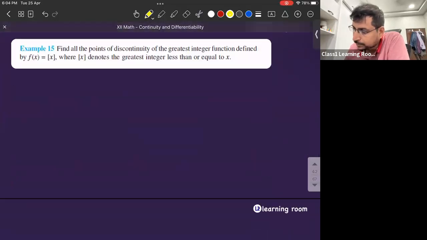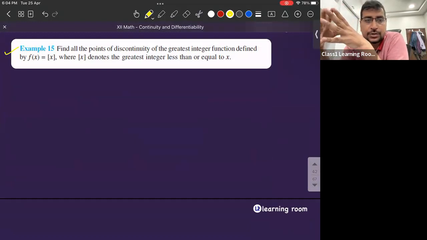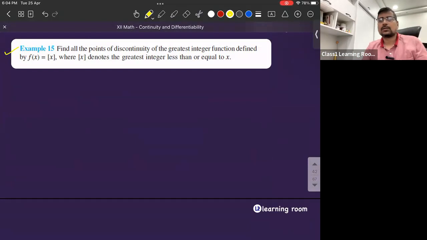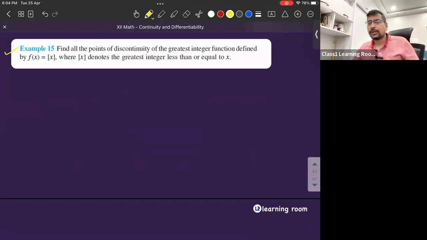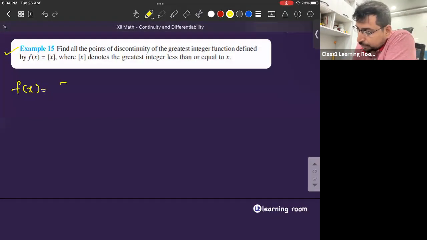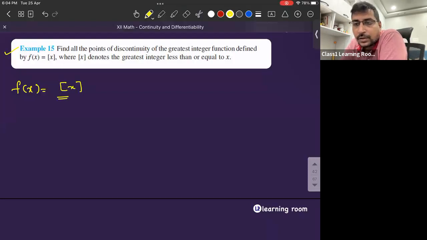Next, 15th one. Find all the points of discontinuity of the greatest integer function defined by f of x is equal to greatest integer of x. So we need to find all the points of discontinuity. So where is the function going to be discontinuous? When I say f of x is equal to greatest integer of x, where is the function going to be discontinuous?